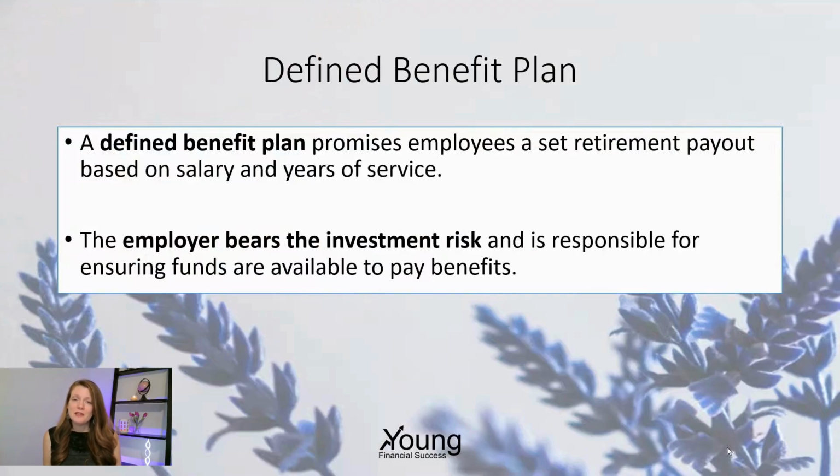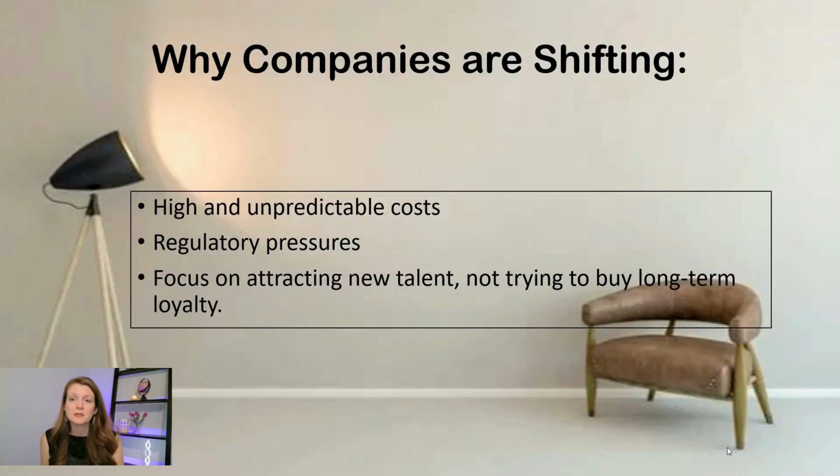So the defined benefit plan, they are defining the benefit that the employee is going to get. They are promising the employees a set retirement payout based on that salary and the years of service. The employer is the one that bears the investment risk. That's important to understand. They are defining how much the benefit's going to be after retirement, which makes the employer bear all of the investment risk. They are the one responsible for ensuring that there are funds available to pay out to their retired former employees.